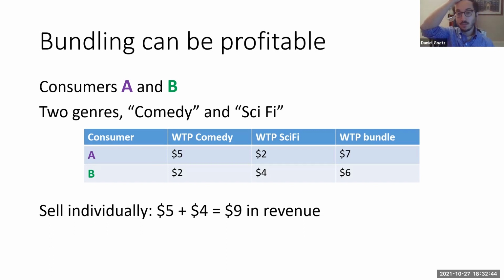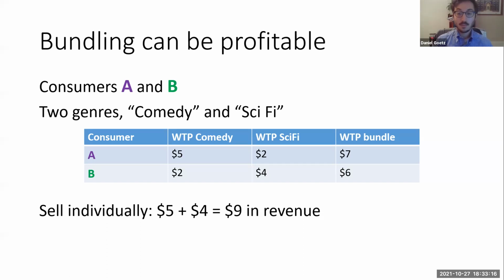So what's our revenue? Well, if we have our comedy channel, we'd want to sell that for $5. Why? Because the alternative is to sell it for $2 to both consumers. At $5, we get consumer A, and we get $5 a month. At $2, we get both A and B, but we'll only get $4 a month. So 5 is bigger than 4, so we just sell to consumer A. So if we are selling comedy separately, we're going to sell it for $5.